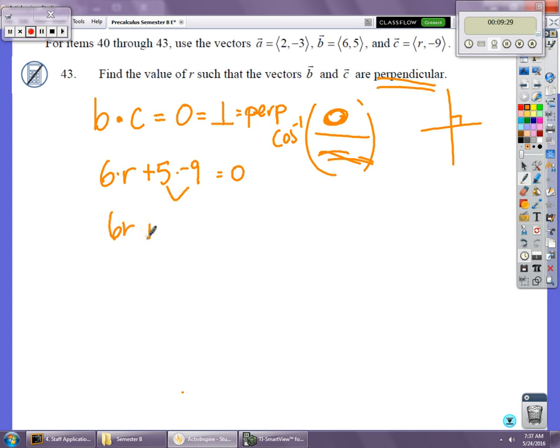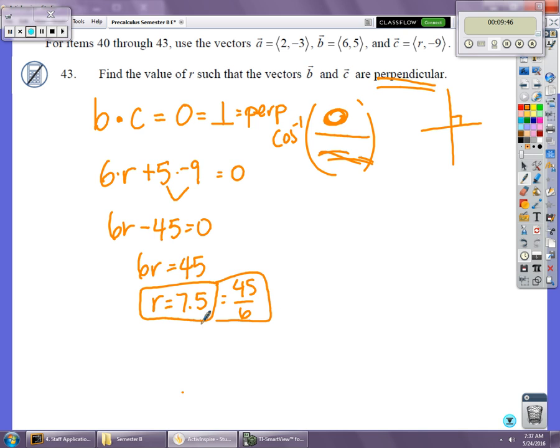This is non-calculator. Let's see, that's minus 45. So I'll add the 45 over, and I'll divide by 6. So what's that, 6 times 7 is 42, so 7.5. Or 45 over 6. Okay, and that's what's going to make the dot product equal to 0.